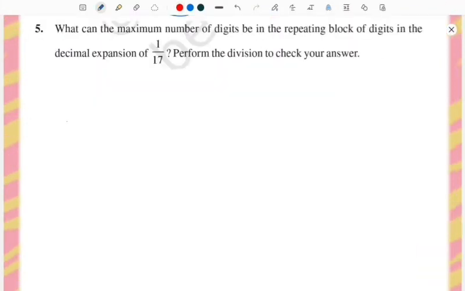For question number 5, we have what can be the maximum number of digits in the repeating block of digits in the decimal expansion of 1 by 17. Now we have to find what would be the maximum number of digits in the repeating block. मतलब जो numbers repeat करेंगे 1 by 17 के लिए, how many digits would be there who would repeat themselves in the decimal expansion of 1 by 17. So to find it, we have to actually perform division.